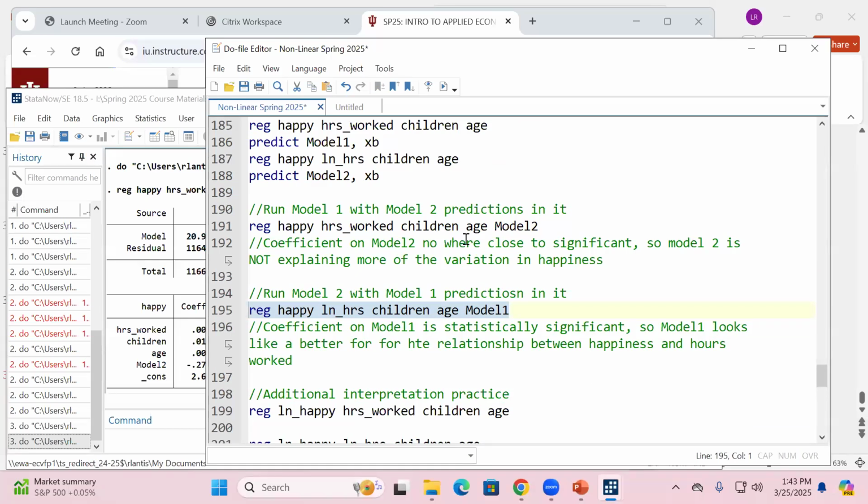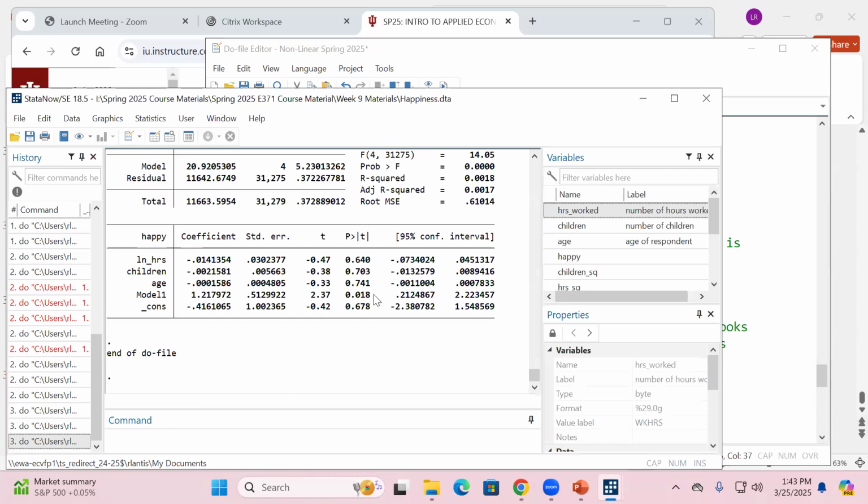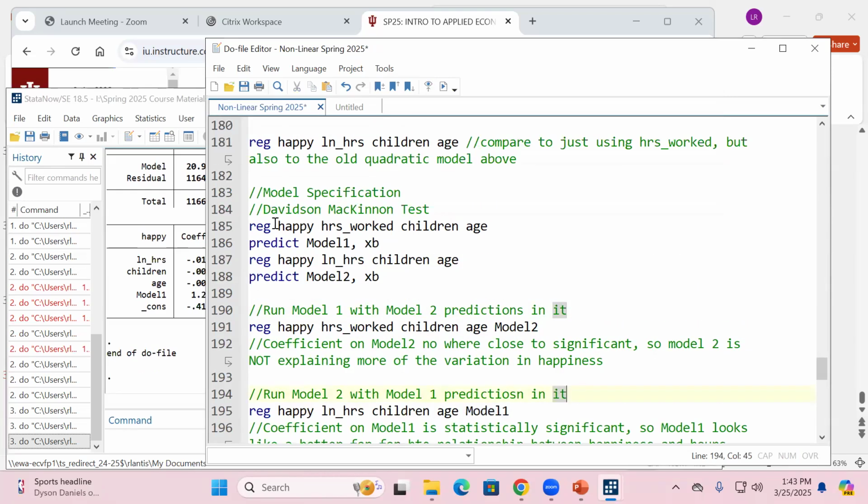Well, if model 2 was not statistically significant, that would indicate I should be using model 1. So when I run model 2, but I include the predictions from model 1, my model 1 predictions should have some statistical significance. If I go ahead and run this, sure enough, not at every single level, but those predictions are statistically significant at the 90 to 95% level. This would be an indicator that I should be using model 1, which, what was model 1? Simply using the linear term.